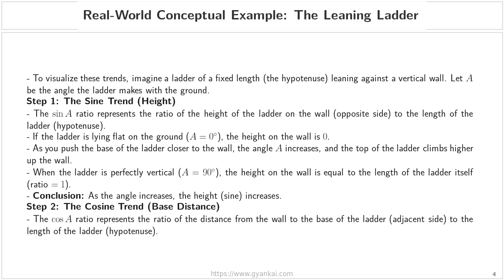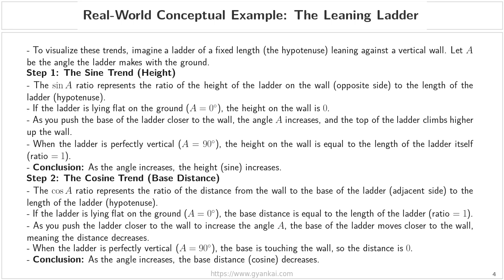Now, let's move to step 2 to analyze the cosine trend, focusing on the distance from the wall. Here, the cosine of angle A represents the ratio of the distance from the wall to the base of the ladder, that's our adjacent side, relative to the length of the ladder. Let's go back to our starting point. If the ladder is lying flat on the ground at an angle of 0 degrees, the base of the ladder is as far away from the wall as it can possibly be, meaning the distance is equal to the full length of the ladder, so our ratio is 1.